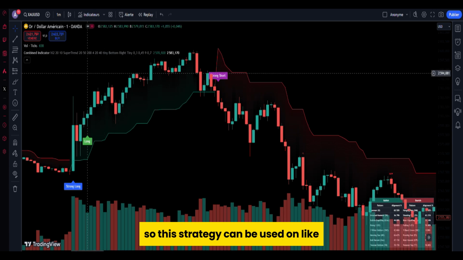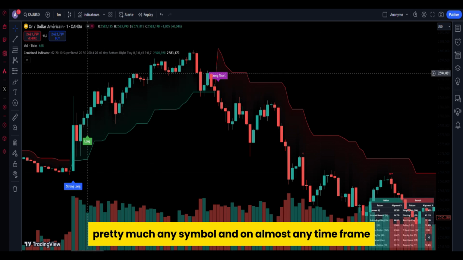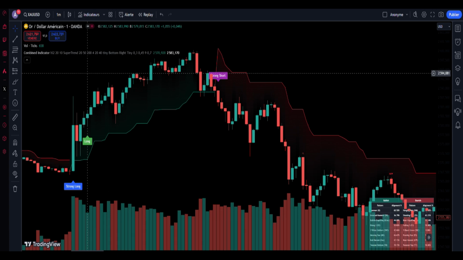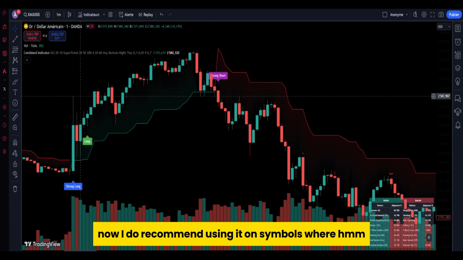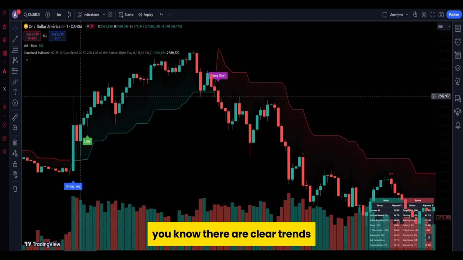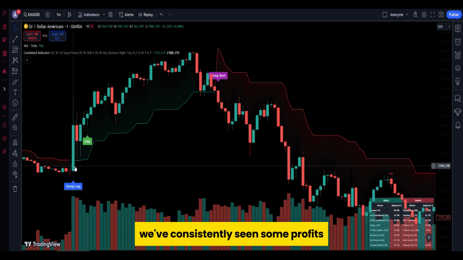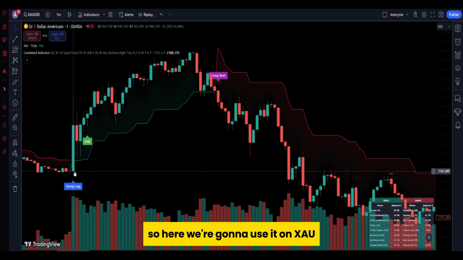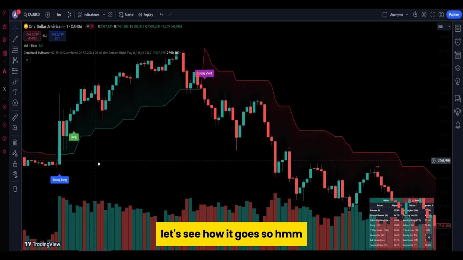So this strategy can be used on pretty much any symbol and on almost any time frame, which makes the indicator really efficient. Now, I do recommend using it on symbols where there are clear trends with not too many periods of range. But yeah, out of all the signals I've used, we've consistently seen some profits. So here we're going to use it on XAU USD on a 1-minute time frame. Let's see how it goes.